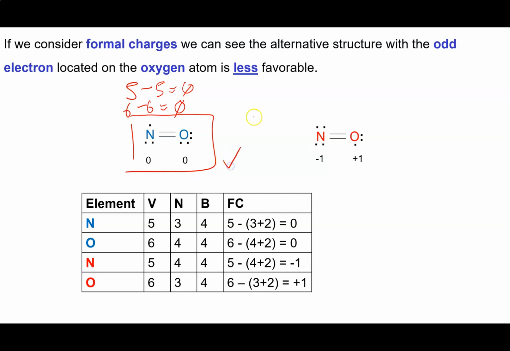Let's have a look at this guy. I like that one, right? There's the nitrogen, 5 minus 1, 2, 3, 4, 5, 6 gives me -1, and then 6 minus 1, 2, 3, 4, 5 gives me +1. So that one, not so good. So it seems like it's best if the odd electron goes on the nitrogen and that the oxygen has the complete octet.